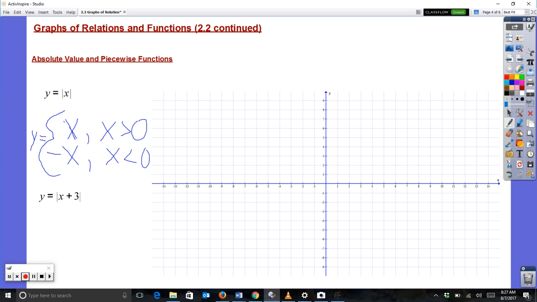Now you might notice the way I worded it, I have something missing. One says x greater than 0, one says x less than 0. What about x equals 0? Well, we can kind of pick whichever one to include there, and we're going to include the one on the right.